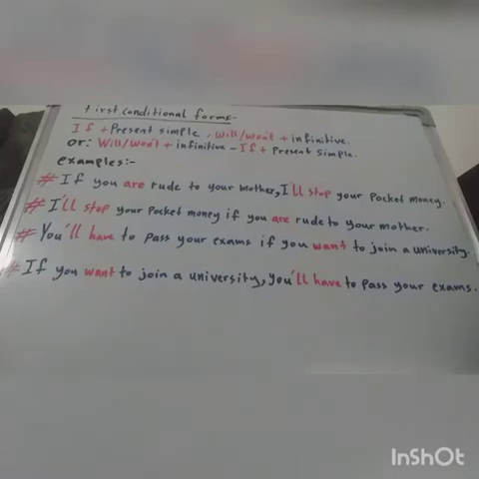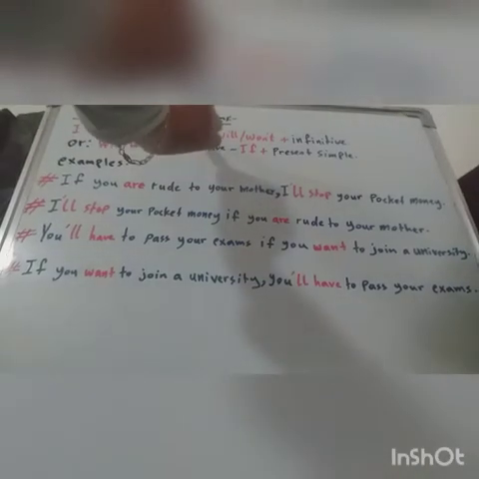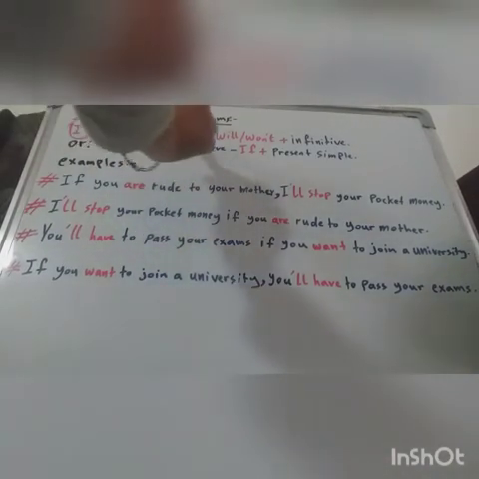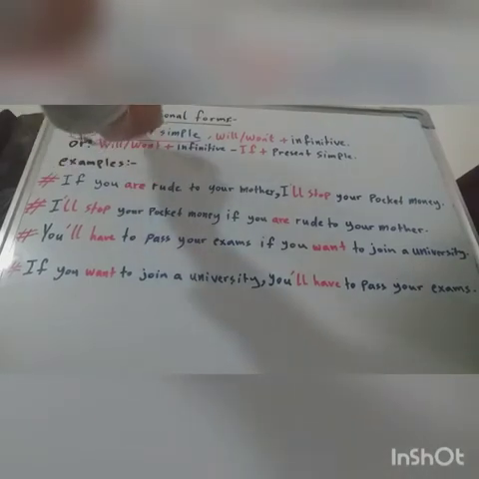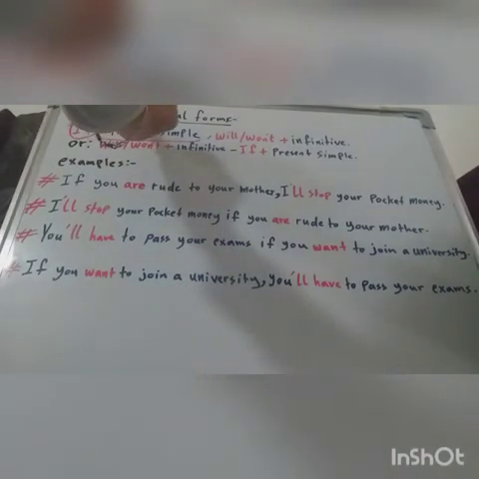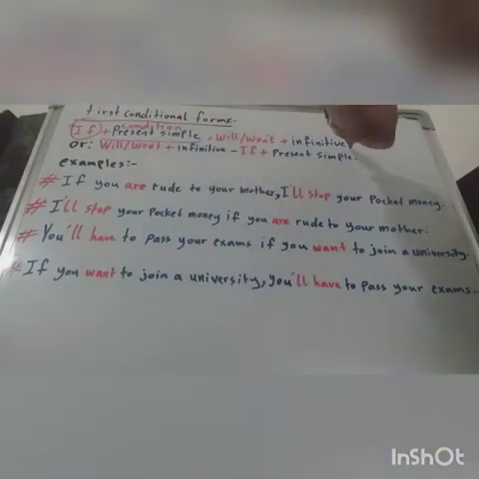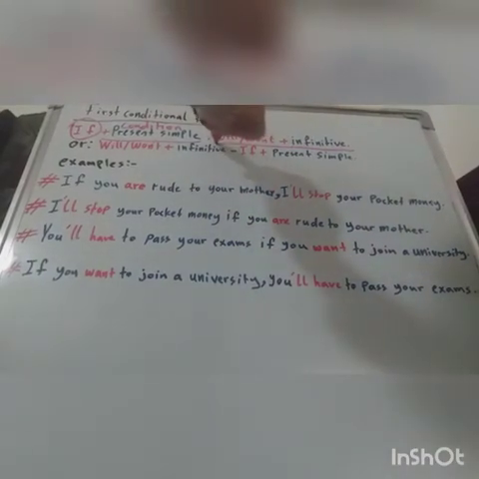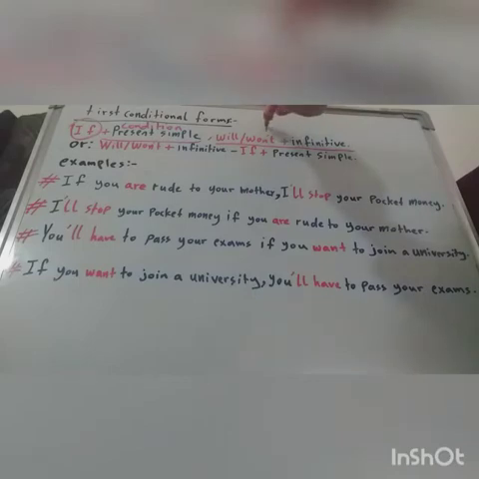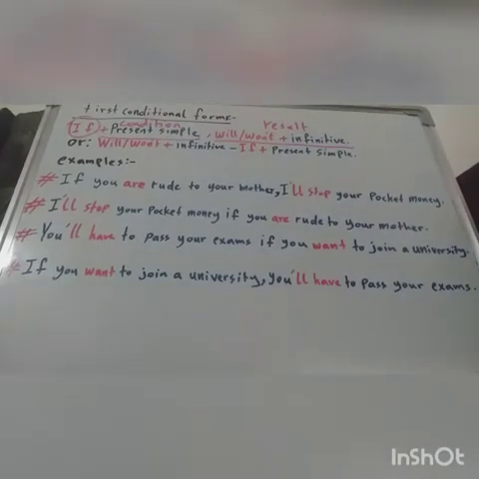We have two parts or two clauses in the sentence. The part that begins with the if clause is called the condition clause, and the part that starts with will or won't is the result clause. Now look at the following examples.